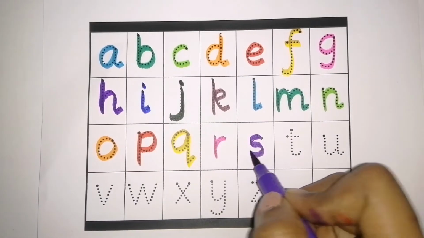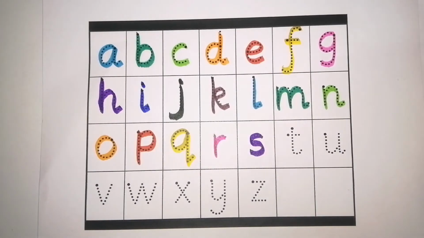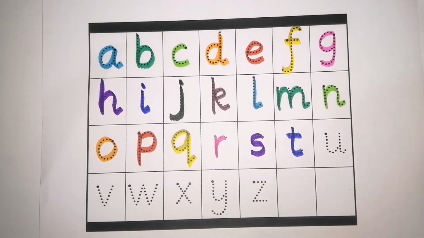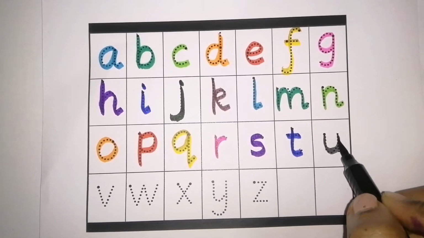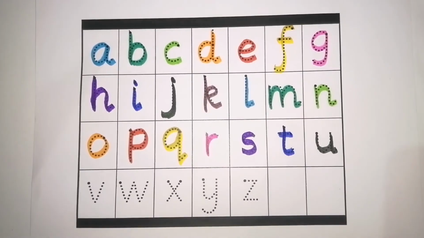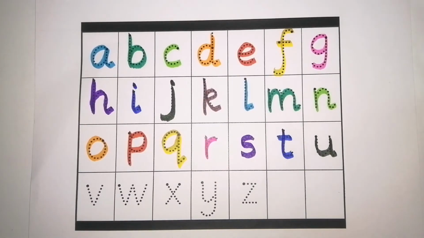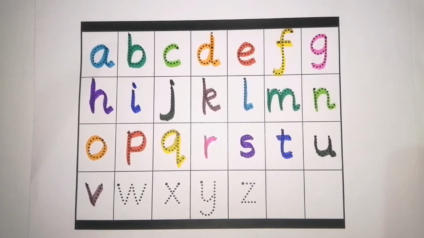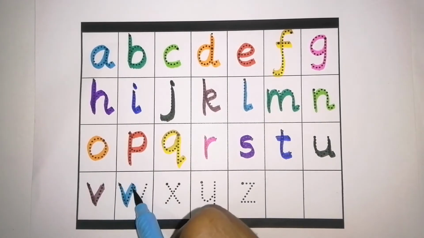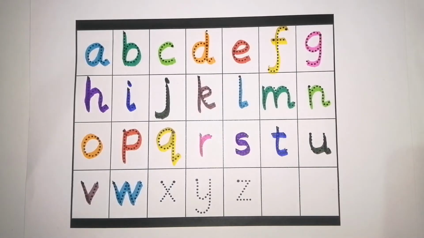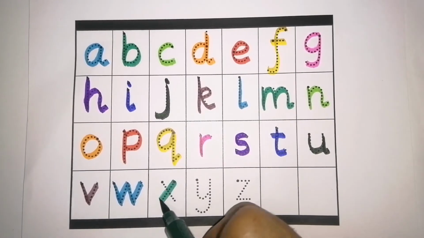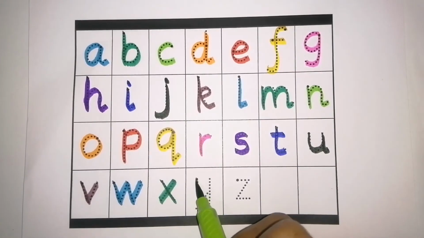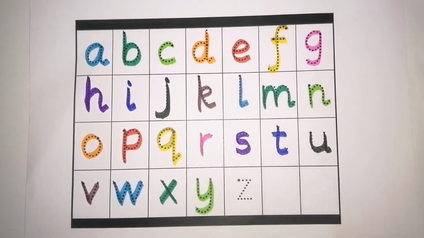S. S for sun. T. T for tiger. U. U for umbrella. V. V for violin. W. W for water. X. X for X-ray. Y. Y for yellow.